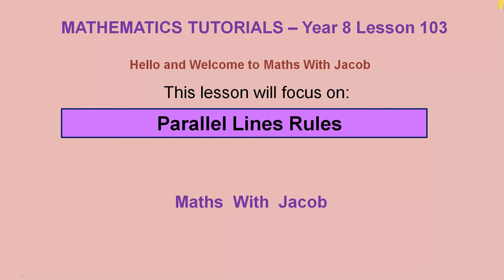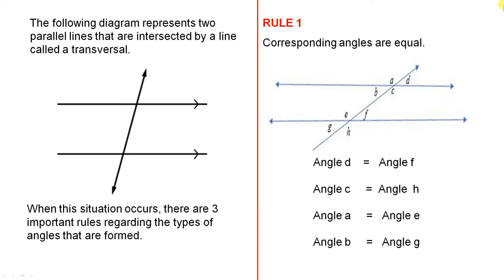This lesson will focus on parallel lines rules. The following diagram represents two parallel lines that are intersected by a line called a transversal. So those two lines here are parallel lines and they are intersected by this line. That means this line cuts across. And that's why it's called a transversal, because it cuts across those two parallel lines.